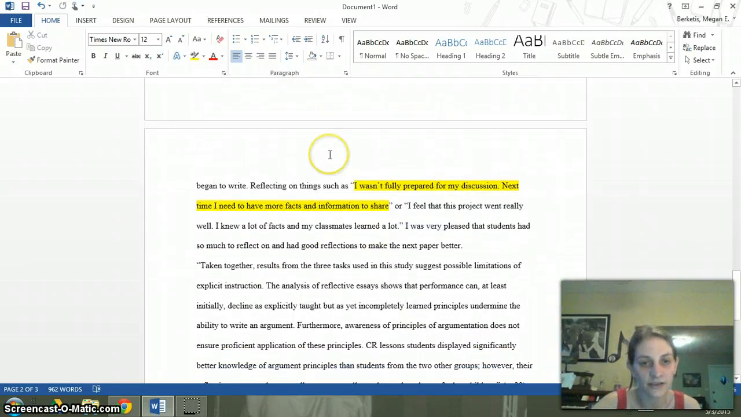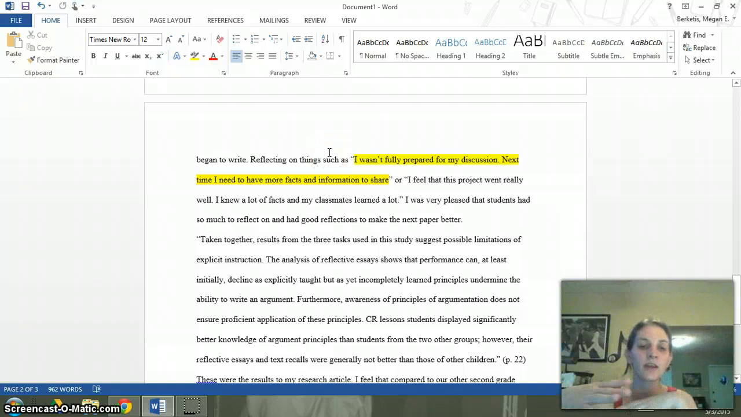And I really like the reflecting part. And I also enjoyed how your paper went from explaining the whole assignment to stressing at the end the importance of reflecting, because reflecting really works and helps them improve as writers. I like your little analysis over here of the reflection. I wasn't fully prepared for my discussion. Next time I need to have more facts and information to share.